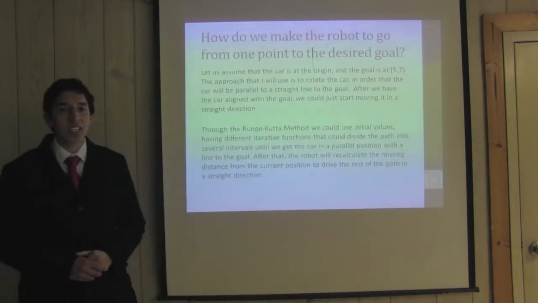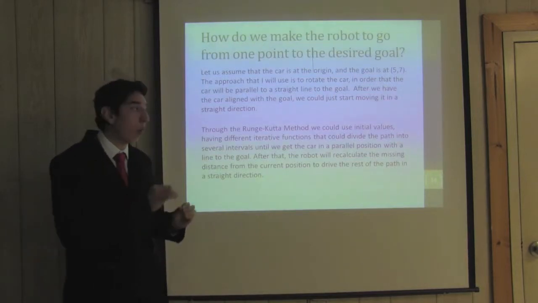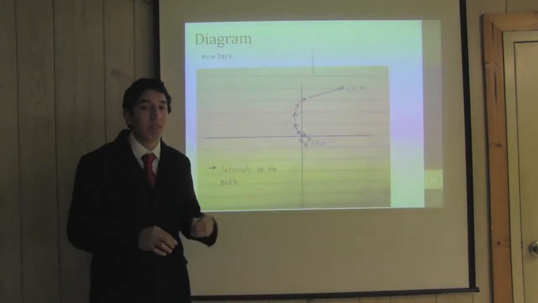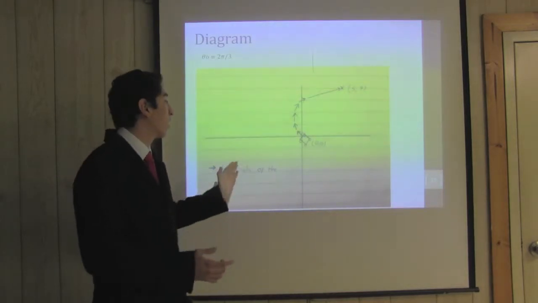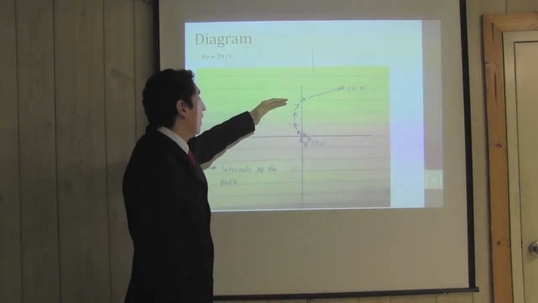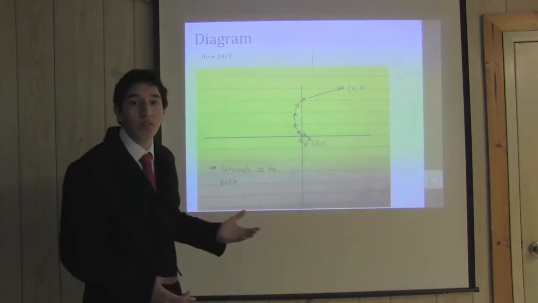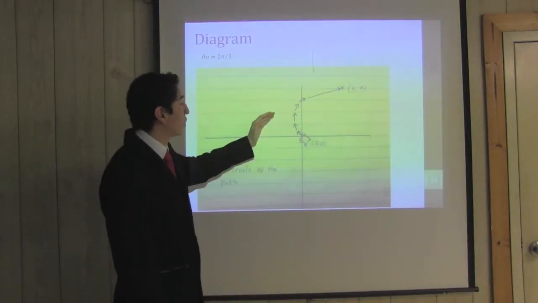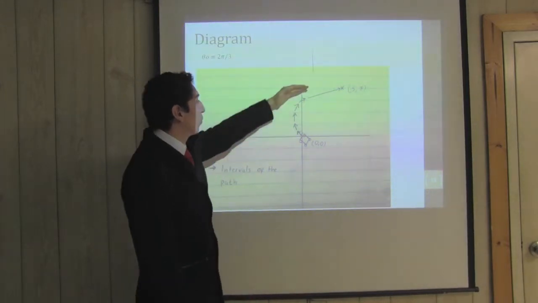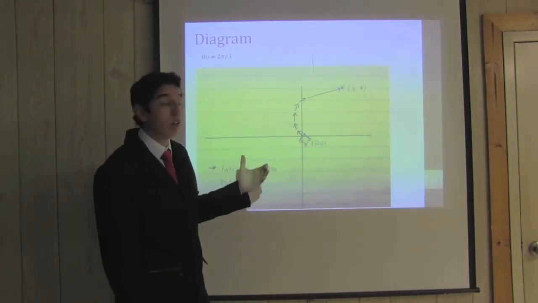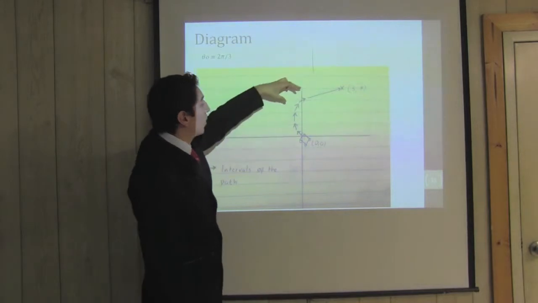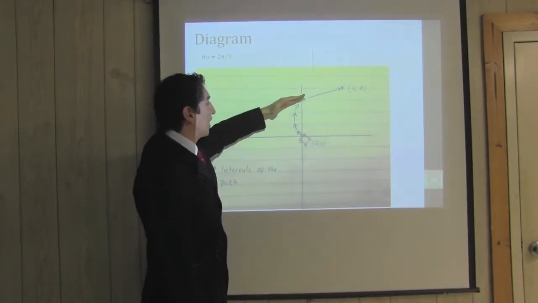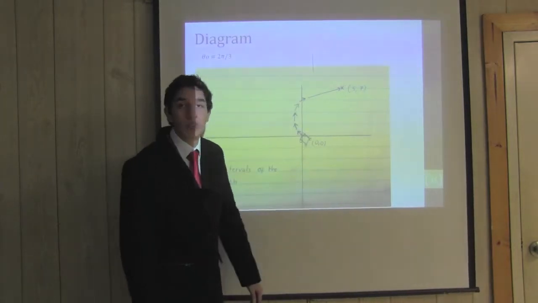So now the question is, how do I make the robot go from one point to another? If the goal is placed at pi over 7, I will rotate the car to the right to align it with the goal. By using the Runge-Kutta method, we will move in short intervals, knowing the position and the angle that it makes with the goal. When the difference of angle is equal to 0, we will recalculate the missing distance, and we will move the robot in a straight direction till we get to the goal.